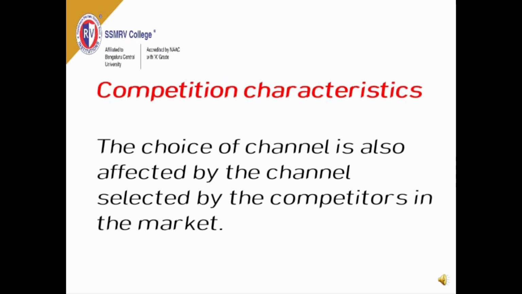The third factor, that is competition characteristics. The choice of channel is also affected by the channel selected by the competitors in the market. Usually, firms tend to use a similar channel as used by the competitors. But some firms, to stand out and appeal to the consumer, use a different distribution channel than the competitors. Example, when all the smartphones were selling in retail stores, some companies partnered with Amazon and used the scarcity principle to launch their smartphone as Amazon exclusive.